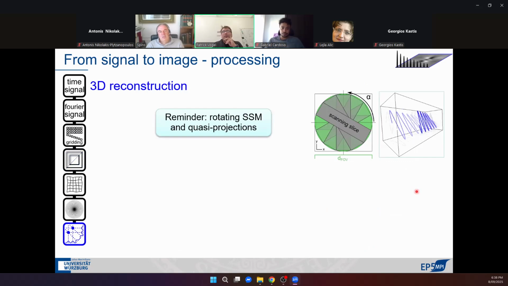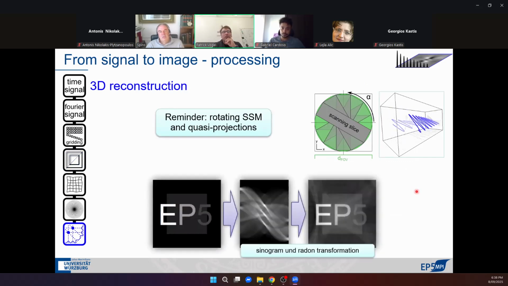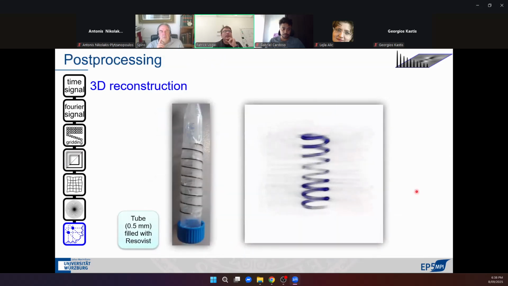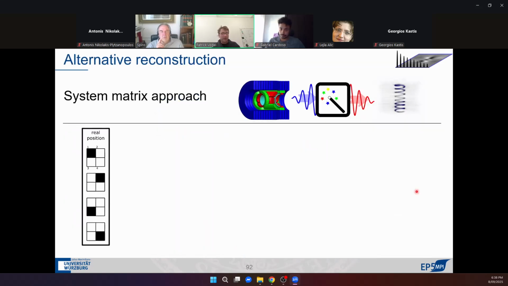So all the 3D is possible. We are using here some ideas from the CT world. So you are creating sinograms and using Radon transformation and so on. But at the end of the day, you can end up with an image.